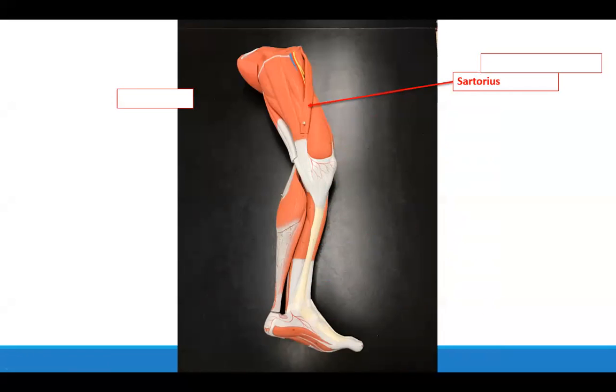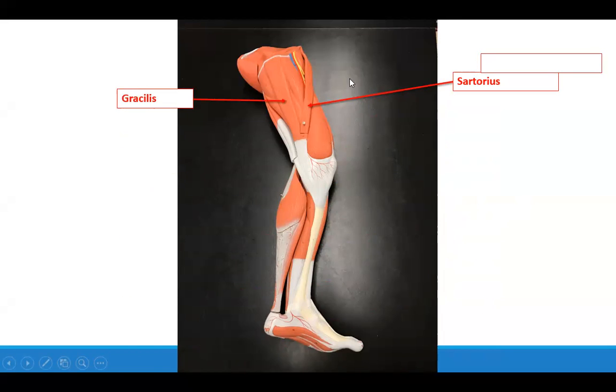So, okay. Sartorius. Straps, it looks like a strap. It runs across the front of the leg, extending from the lateral side to the medial leg. It wraps around the front. It helps to stabilize our leg when we sit cross-legged on the floor, called the sartorius.